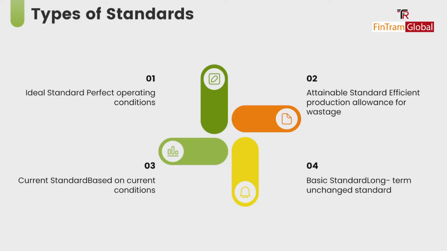And finally, we have basic standards as well. These are long-term unchanged standards, and they're more suitable for stable businesses. Okay, folks, if your business environment is stable, then we can use basic standards, and basic standards are not updated for the long term, right? So there's a high likelihood that basic standards can get outdated as well. So out of the 4 types, I would say that the attainable standard is the most perfect, isn't it? So that's basically something to consider here.